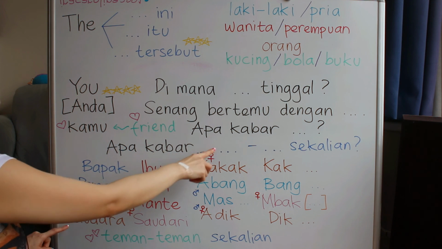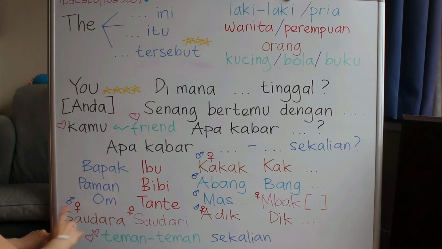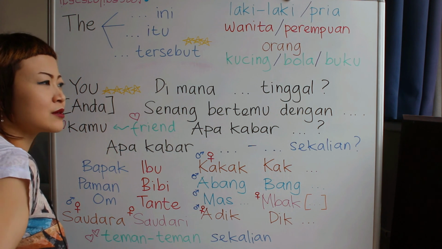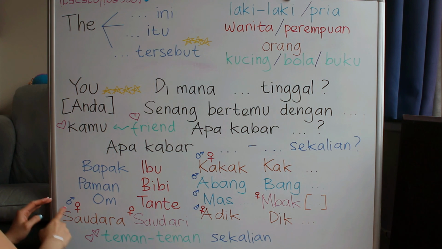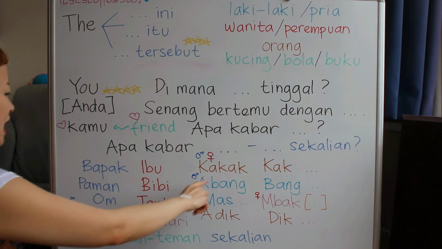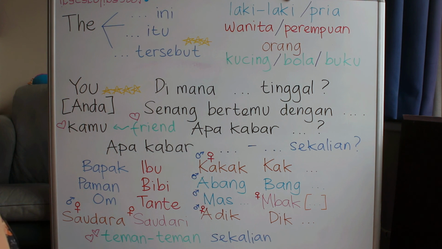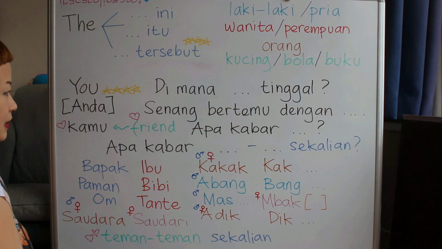Apa kabar saudara sekalian? For college mates or friends in a formal occasion. Saudara is male and female, but if you want to mix, it can also be used. Apa kabar saudari sekalian? To be specific, saudara is male, saudari is female. Even if you just say saudara, it's okay because it's for male and female.